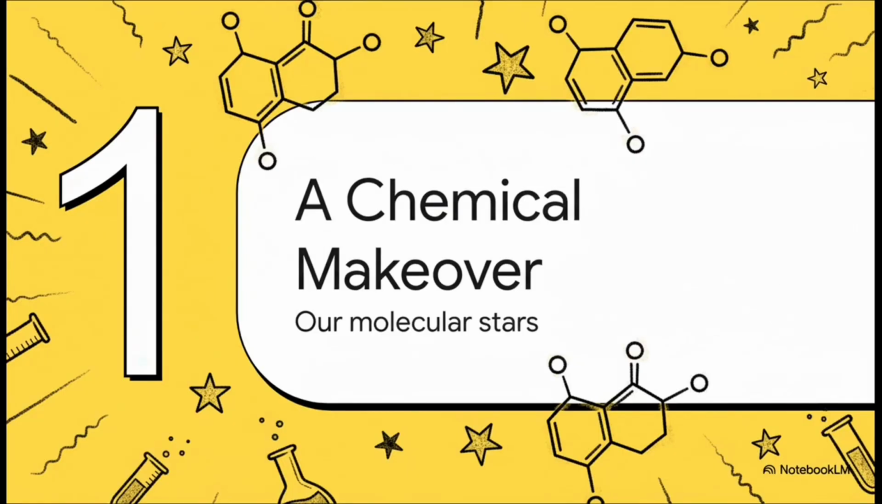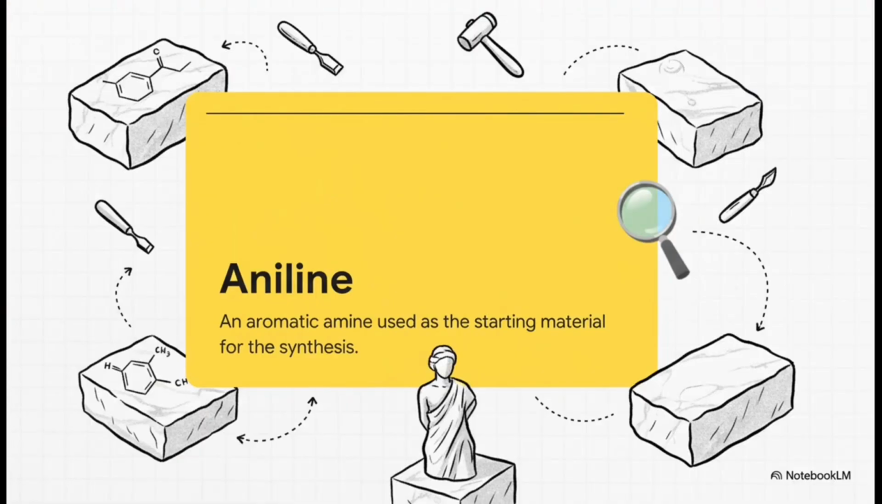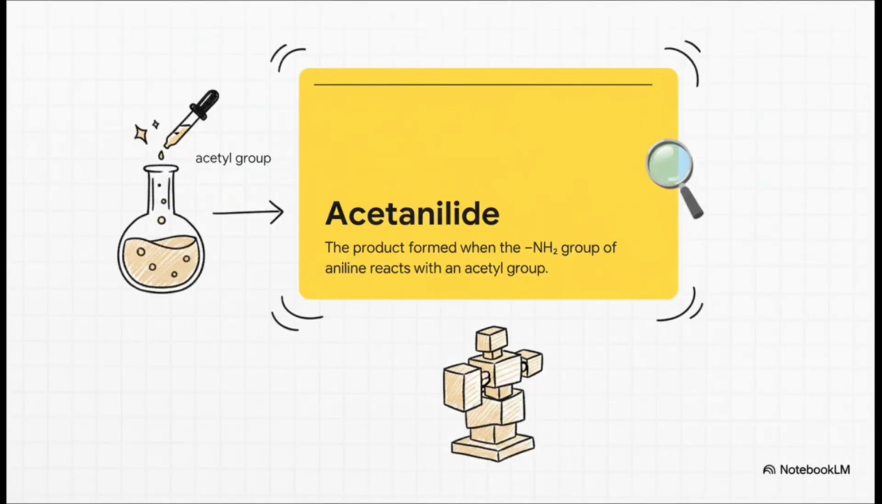First up, let's introduce the stars of our show. Every great story needs its main characters. Okay, so this is where it all begins. Aniline. It's our starting material, our foundation. I like to think of it as a block of marble, you know? It's got all the potential, we just need to shape it. And this is our masterpiece, our finished sculpture, acetanilide. This is what we're aiming to create by carefully modifying that original aniline molecule.